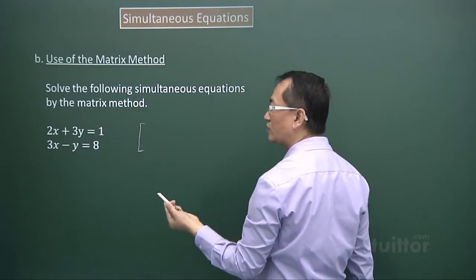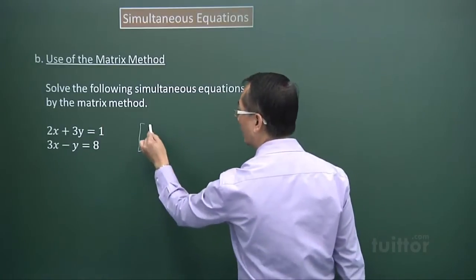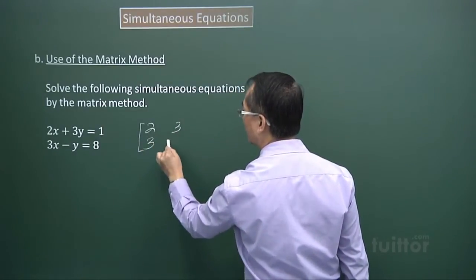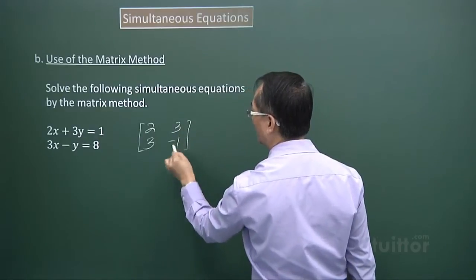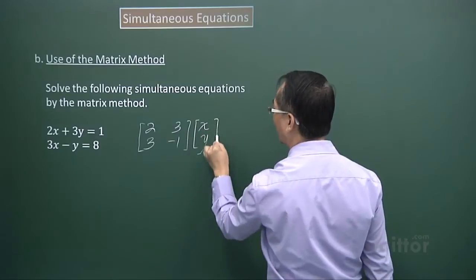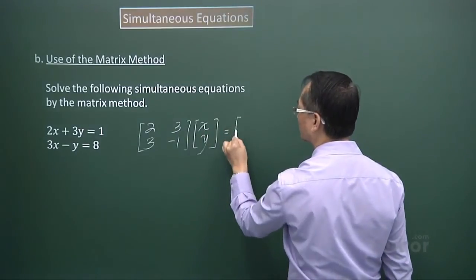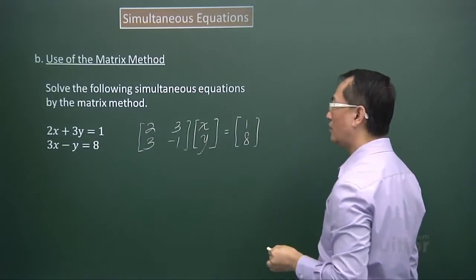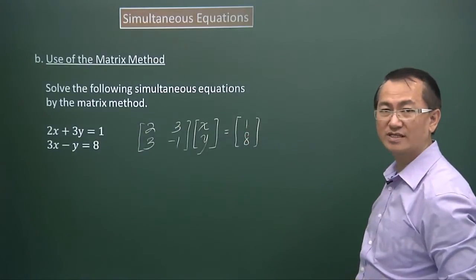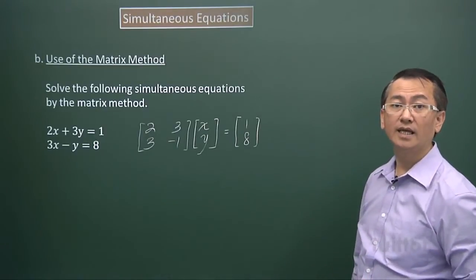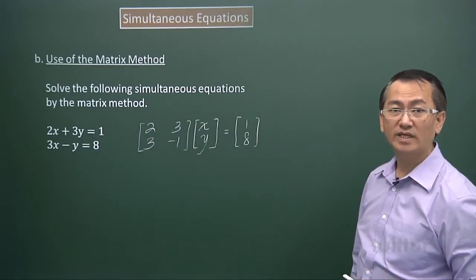Take the coefficients of x and y. So I have 2, 3, 3, negative 1, multiplied to this matrix x, y, equals 1, 8. Now, this matrix equation is written this way because of the way product is dealt with in matrices.